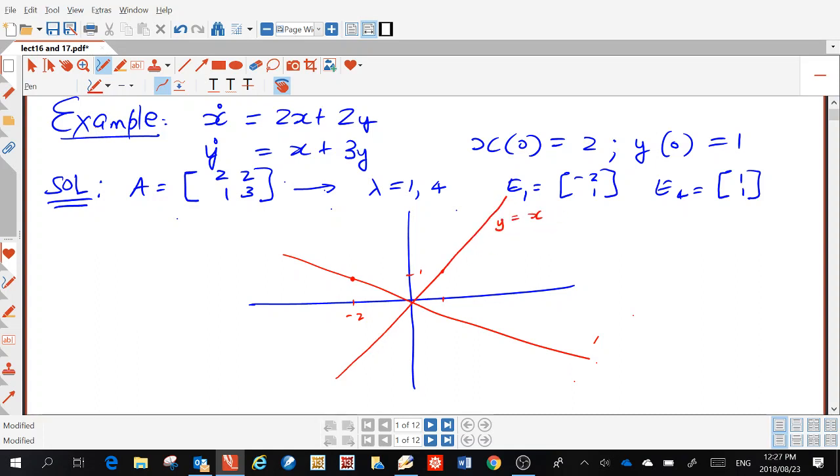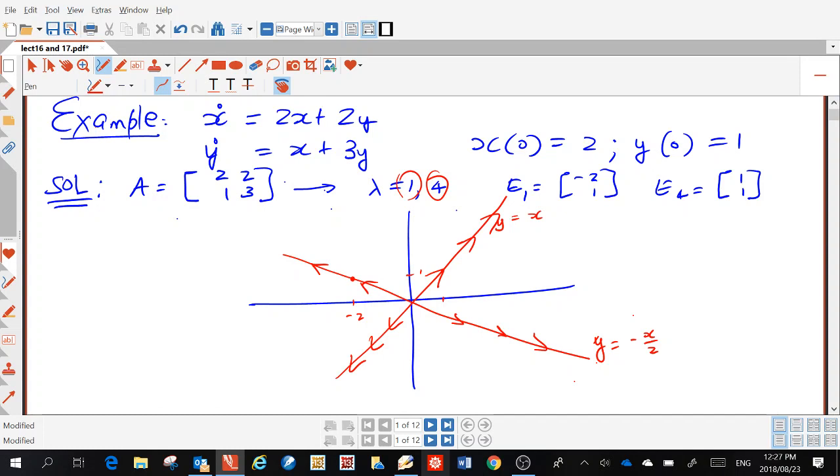This here is 1 over minus 2, so it's y equals minus half x. And both eigenvalues are positive, plus 1 and plus 4. So it follows both are going outwards from the center. And these arrows also tell us where the flow lines will tend towards.